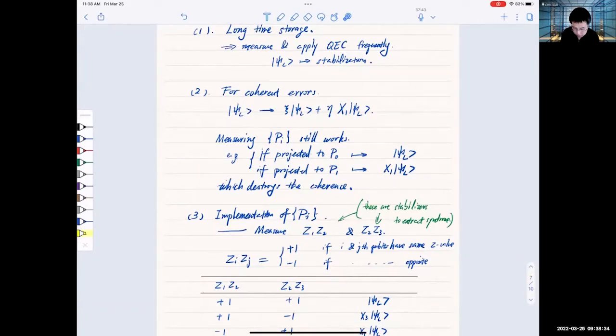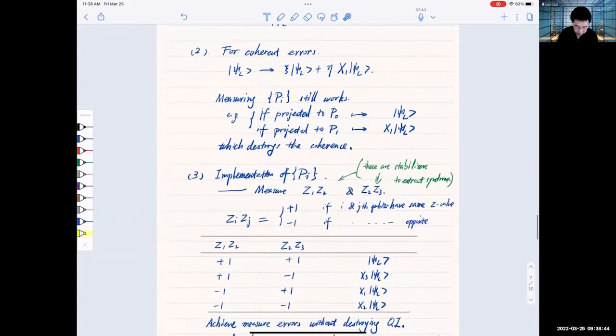Now, since each of these can have value +1 or -1, and we're measuring two such operators, there are 4 possible outcomes. So here is a table with Z1 Z2 and Z2 Z3. Z1 Z2 can take value +1 or -1, and Z2 Z3 can take value +1 or -1. So these are 4 possibilities.